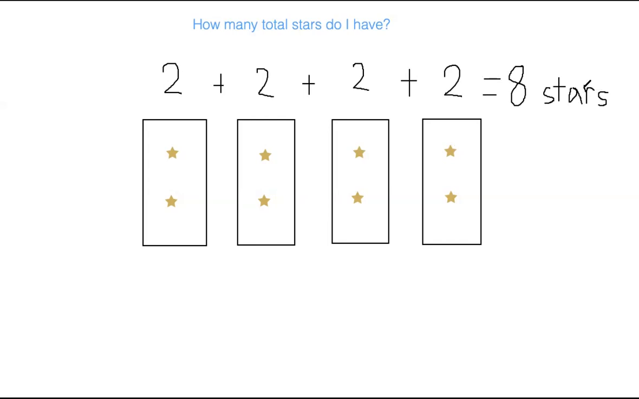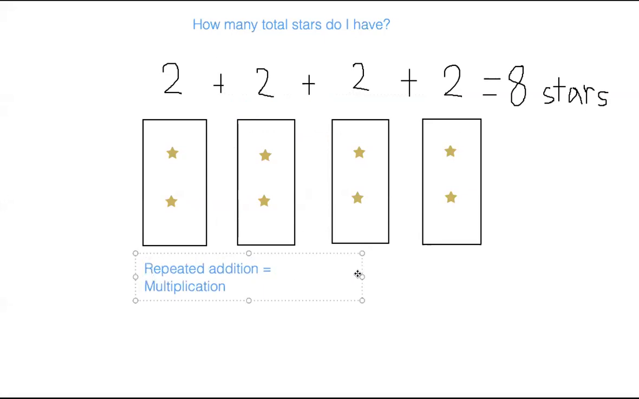But I want to introduce an even better way. And this method is possible because we're adding the same number over and over, 2, 2, 2, and 2, which we can think of as kind of repeated addition. This is repeated addition because we're adding the same number, the number 2, over and over again. And repeated addition is also known as multiplication.